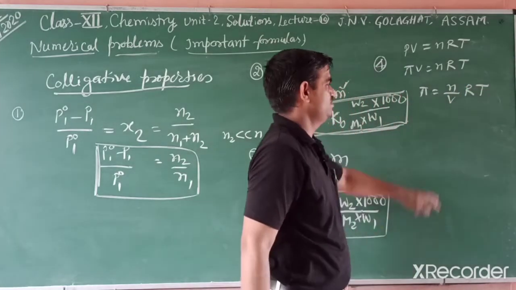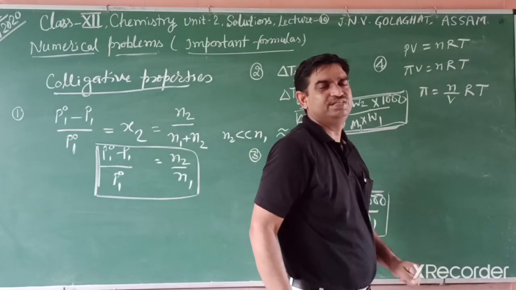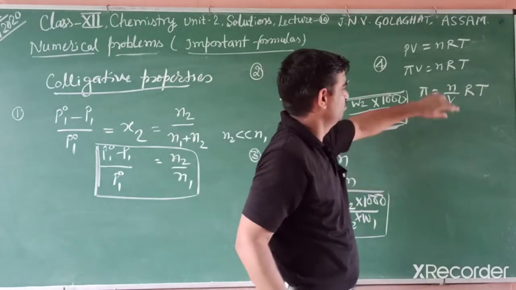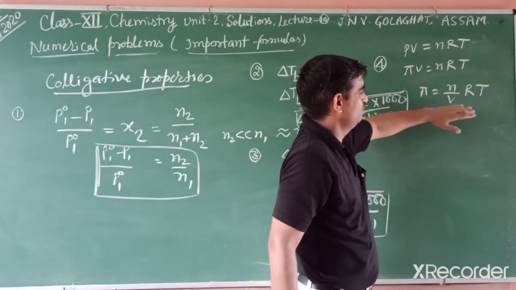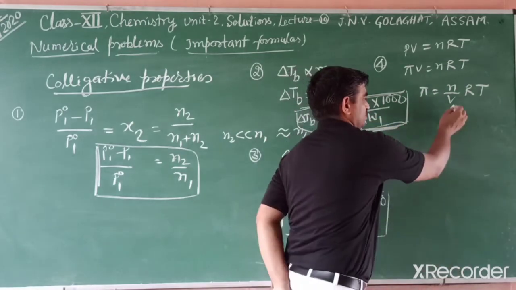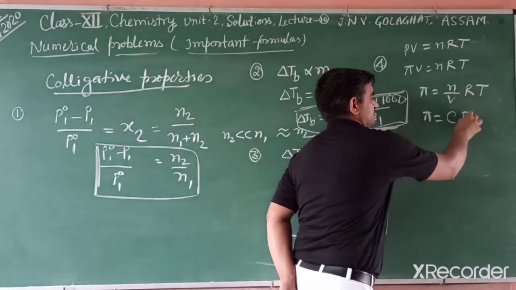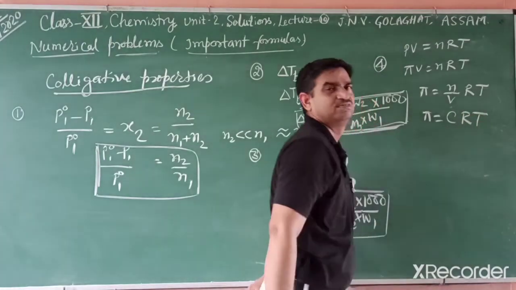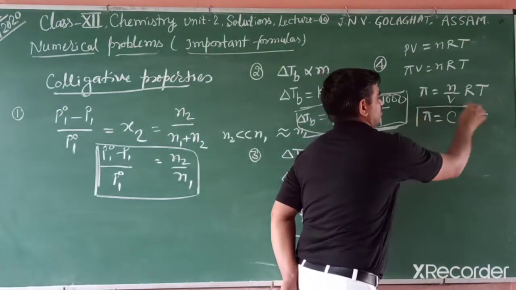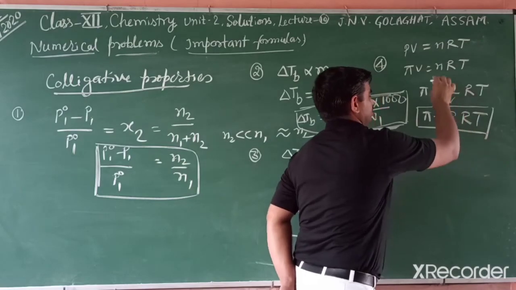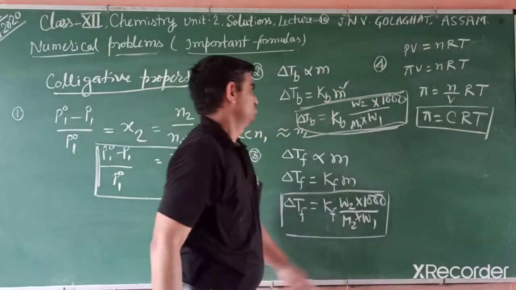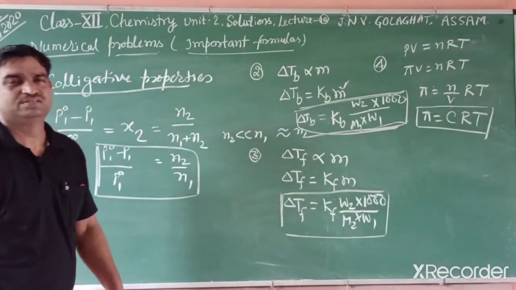So what is n by V? n by V is molarity. What is molarity? Moles of solute dissolved in volume of solution in liter. Or we can sometimes write it as pi equals CRT. By this we will solve the numerical problems. So all these are colligative properties.